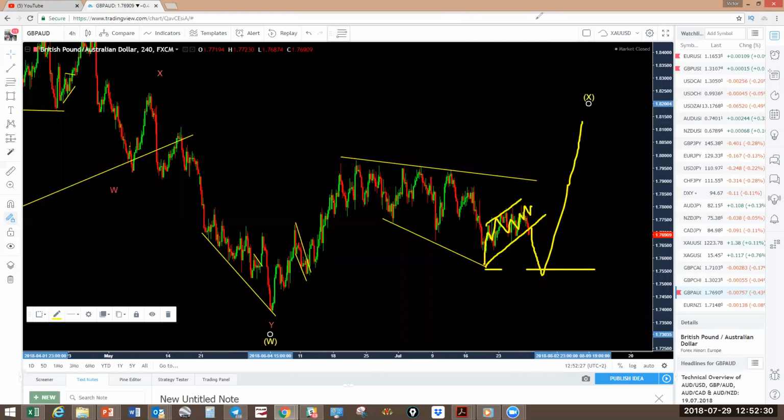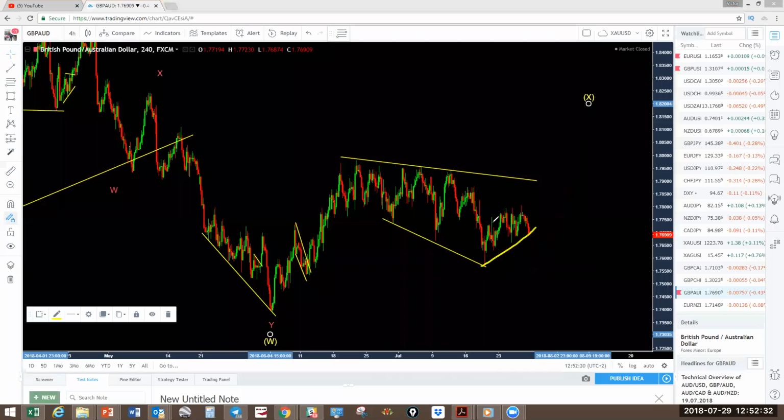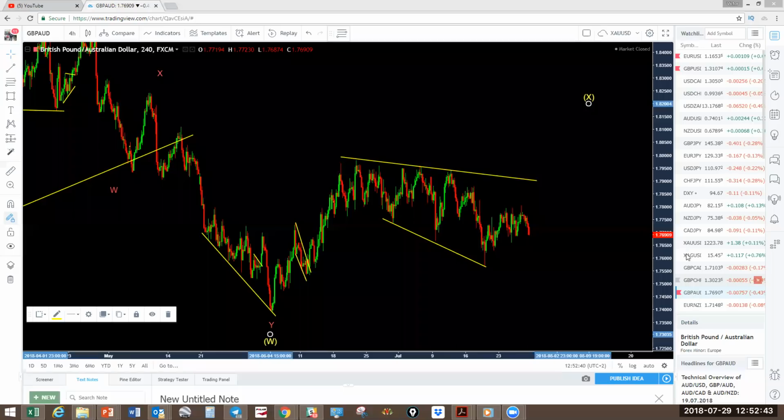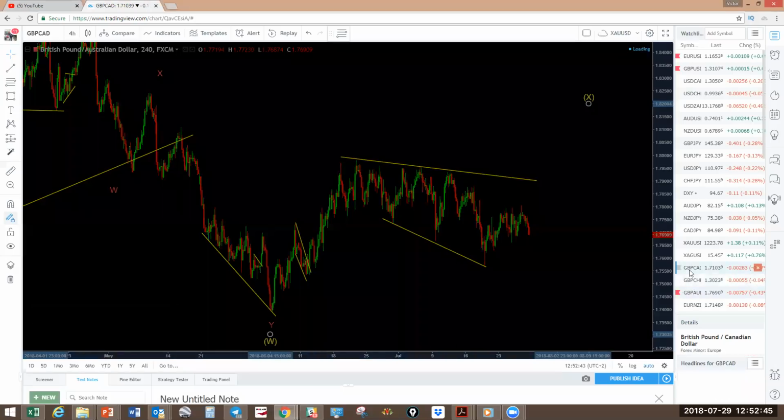All right, very easy. It has already broken out of the flag, out of this corrective structure. You take it down at market open. Stop loss over there. All right, so that's pound AUD. Just recapping pound CAD again.